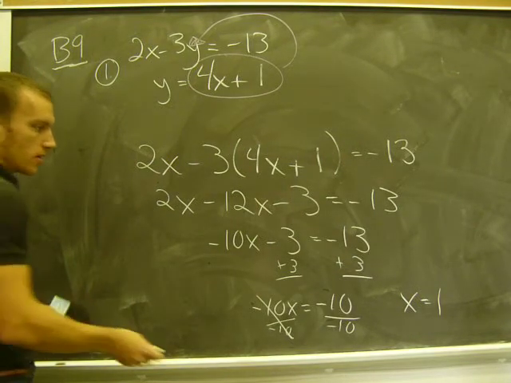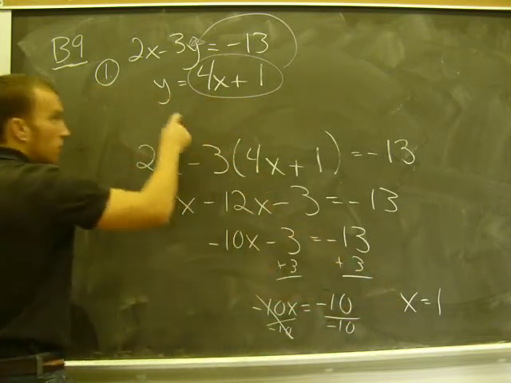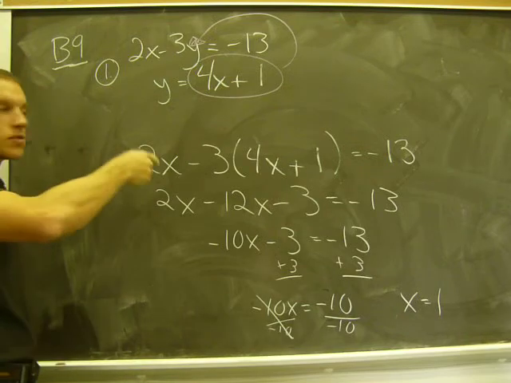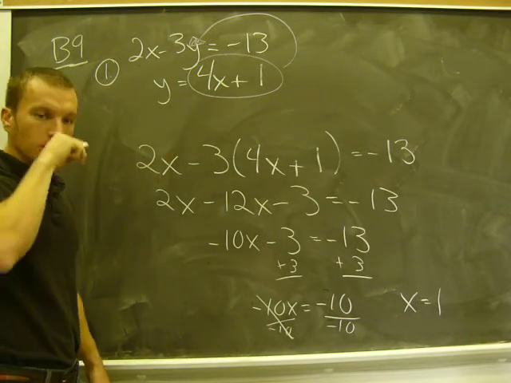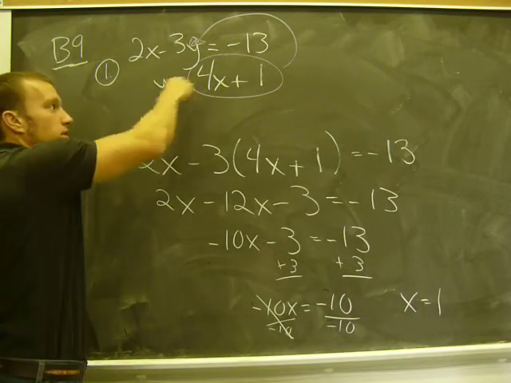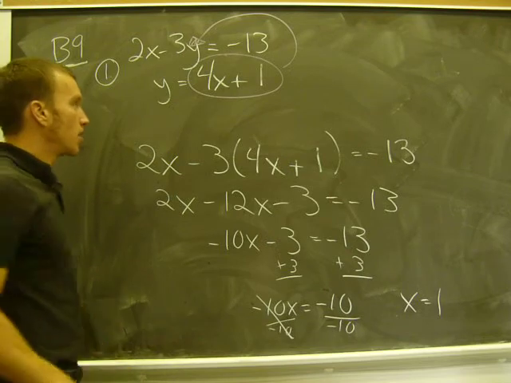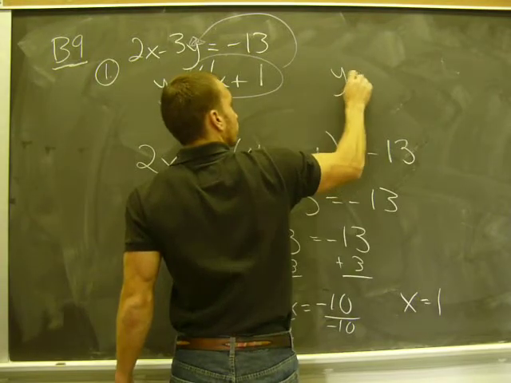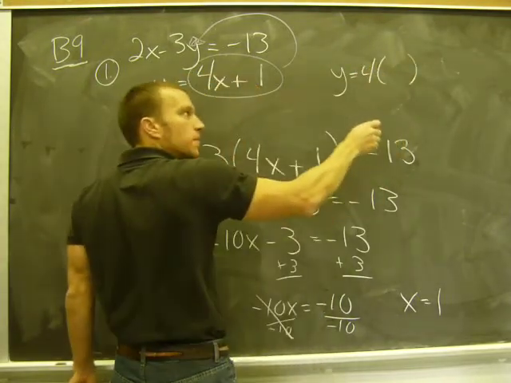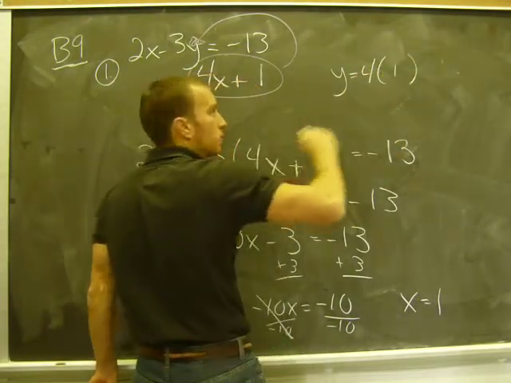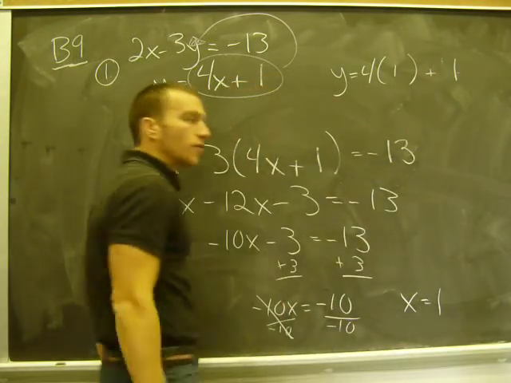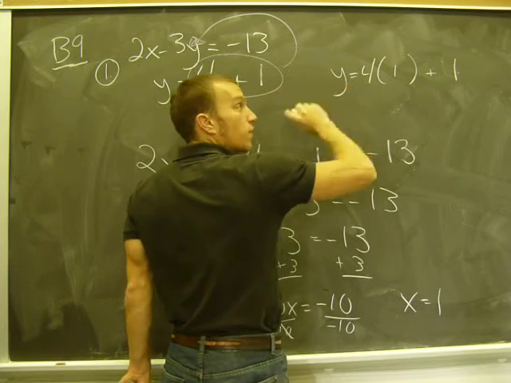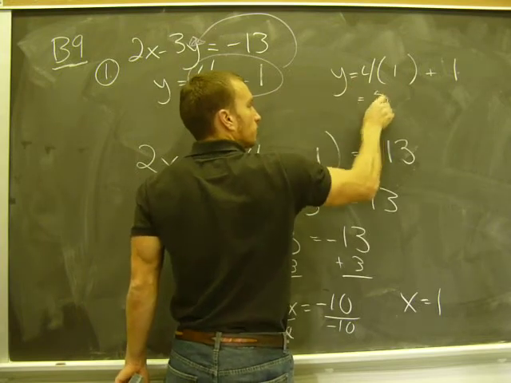Okay, so if you look up here, x is 1. Up here we know y is 4x plus 1. So I found x, all I have to do is go and plug it in to one of these equations. You can plug it into the top equation or the second equation. It doesn't matter. I'll plug it into this one because it's a little easier. 4x plus 1, x is 1, and then solve for y. So 4 times 1 is 4, plus 1 is 5.